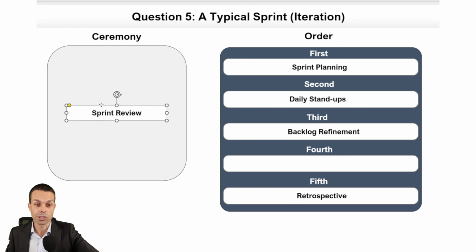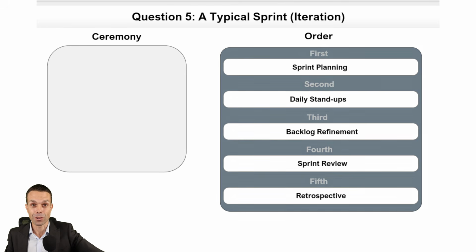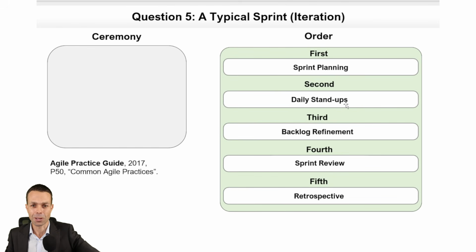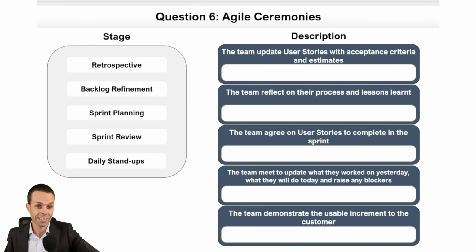And that leaves the sprint review second to last, where we showcase the work to our project customer and they say, hey, that is exactly what I was looking for. Or no, it's not what I was thinking, because now they can actually see it. And here we go. That works perfectly. You did an amazing job. Agile Practice Guide under Common Agile Practices. Perfect stuff. All right, halfway through this little session here.